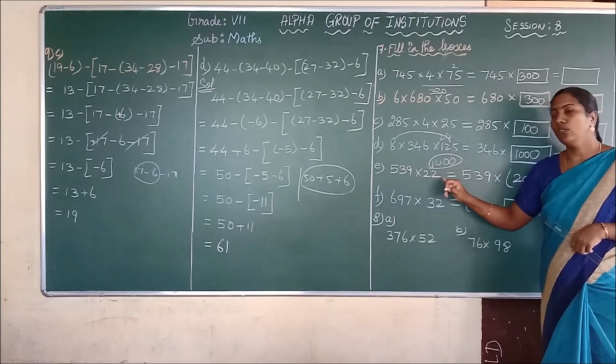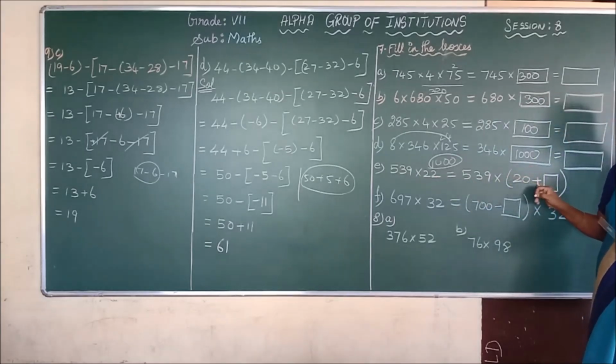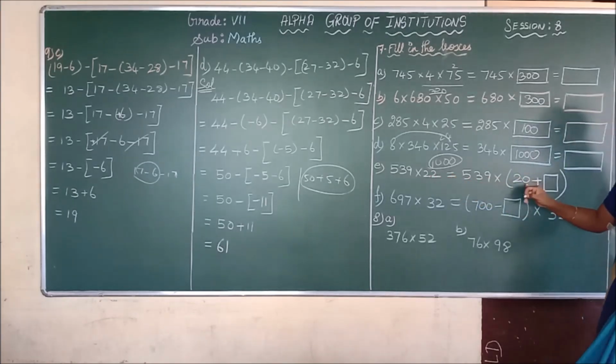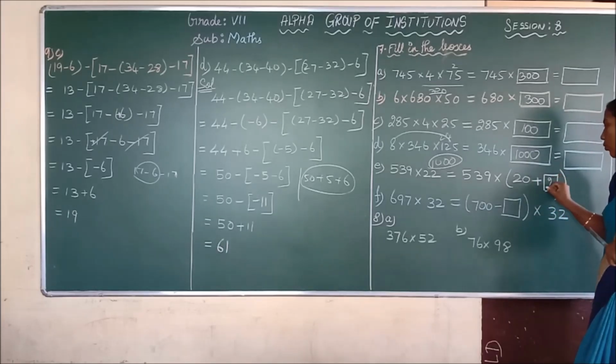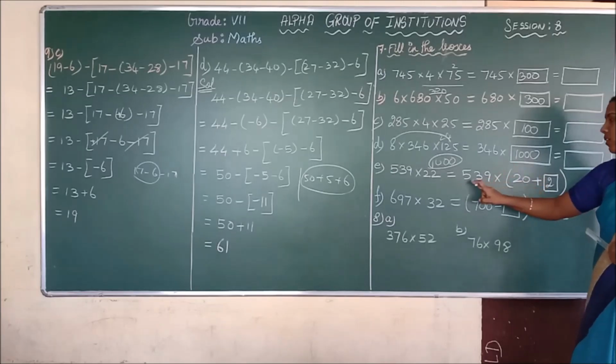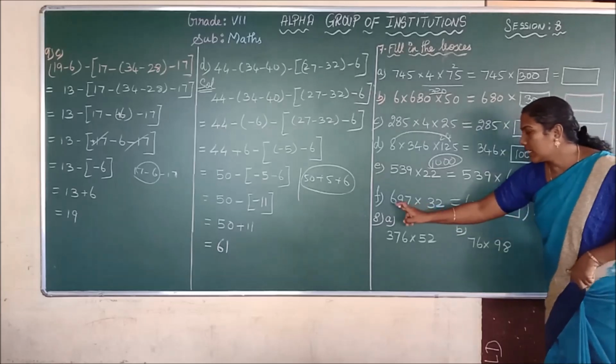539 into 22 which is equal to 539 into 20 plus the given box. So what do you have to write here? Yes, they split the 22 into 2 terms. That is 20 plus, yes, very good, 2. After that you have to multiply 539 with 20 and 539 with 2 by using the distributive property. But in the homework you need not write like this. You just write the 2 in the box. Okay, see the next one.